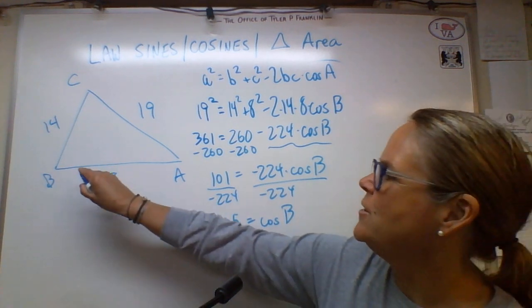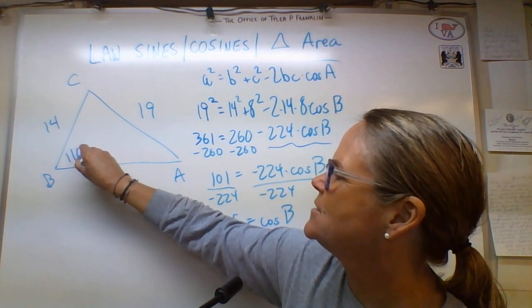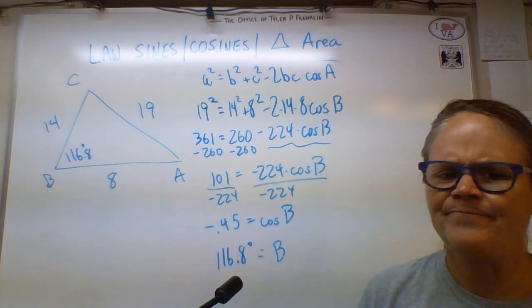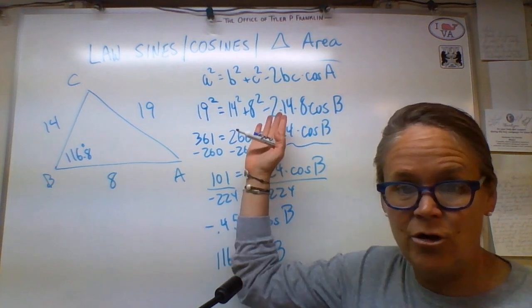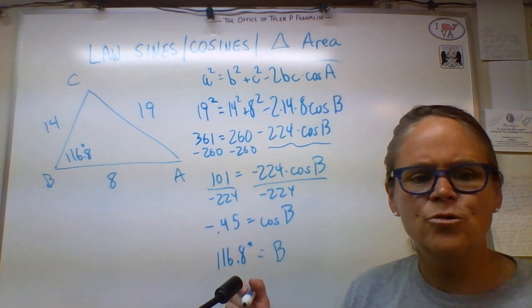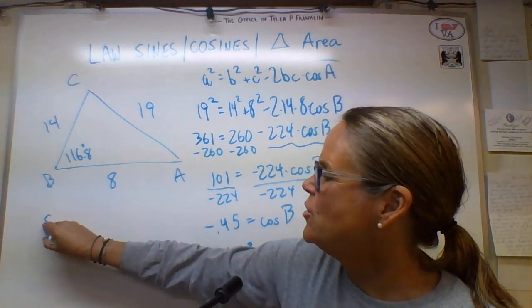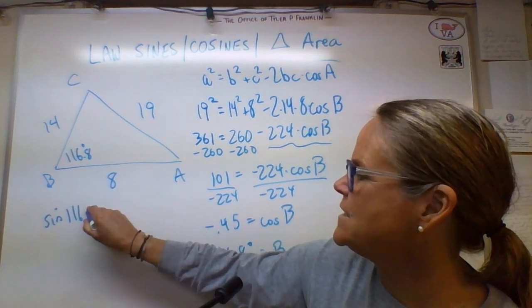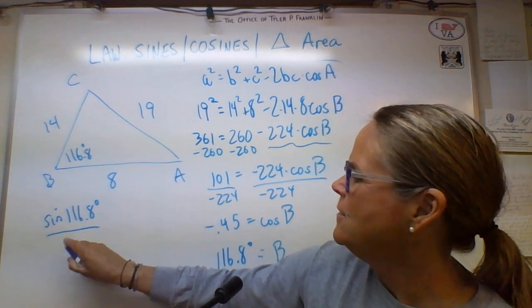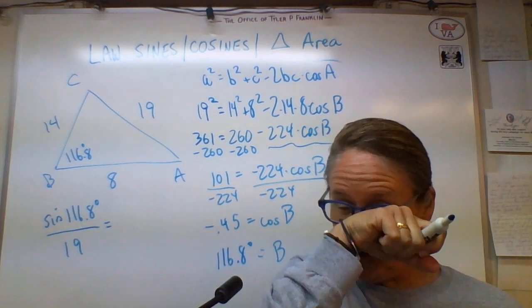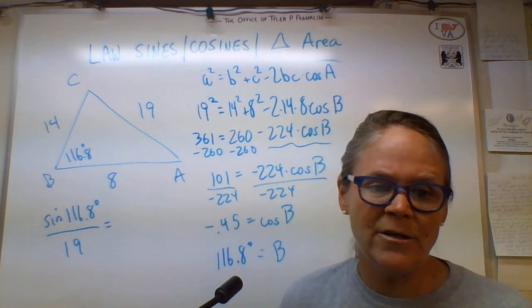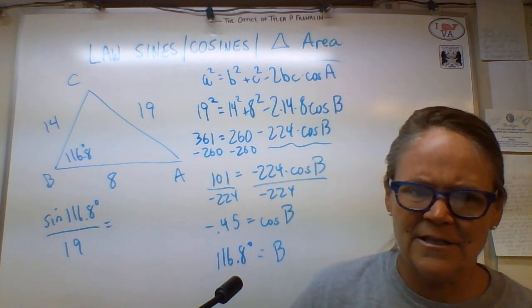Now, the thing that I want you to see is once that's put in there, now you have a side across from an angle. You don't have to do that. Use law of sines. So you're going to have the sine of 116.8 over 19. And then you should go and find the smallest angle. So you find the largest, then the smallest.